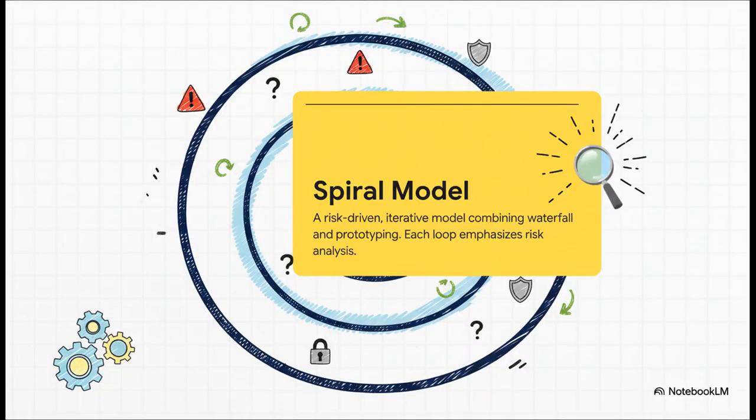Now, in this newer family of models, you've got this really interesting one called the spiral model. It's kind of a hybrid. It's iterative, but its number one focus, its obsession, really, is risk. With every single loop of the spiral, the very first thing the team does is stop and ask, what could go wrong here? Then they figure out how to deal with it. This one's important, so remember it.